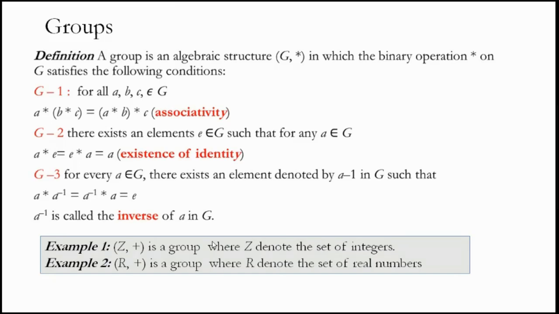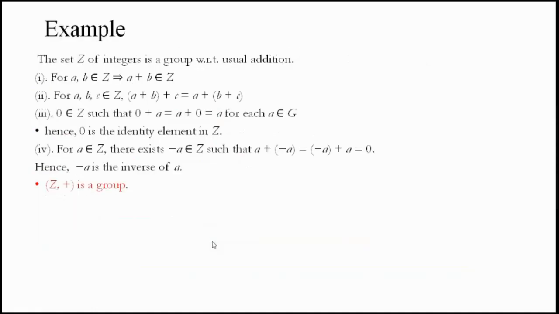So Z comma plus is a group where Z denotes the set of integers, and also R comma plus is a group where R denotes the set of real numbers. So I hope by this time you come to know what is meant by a group.